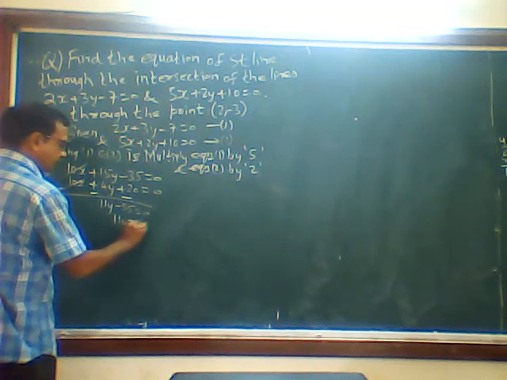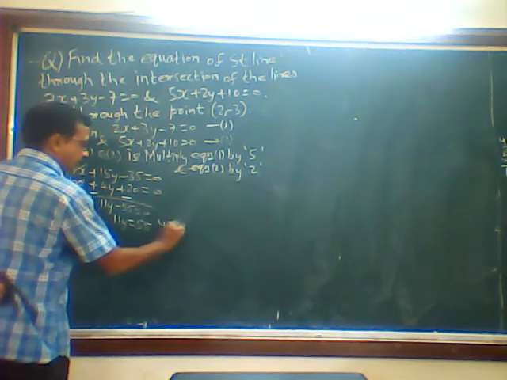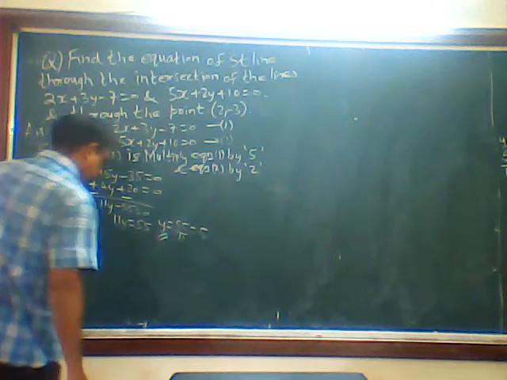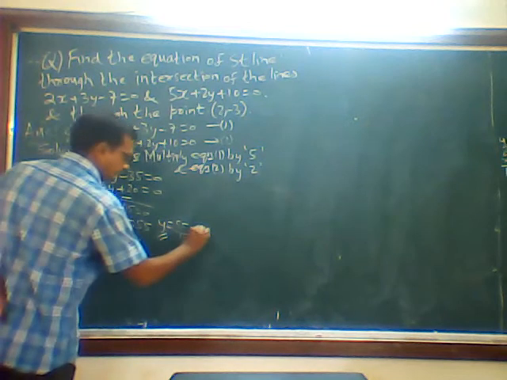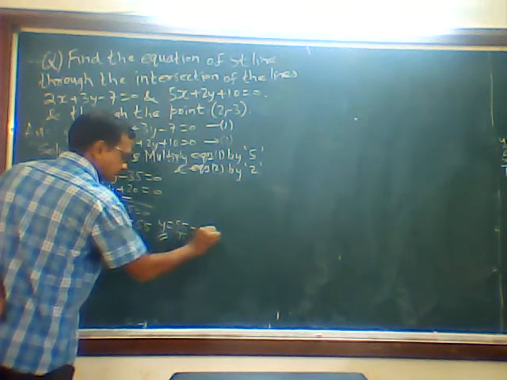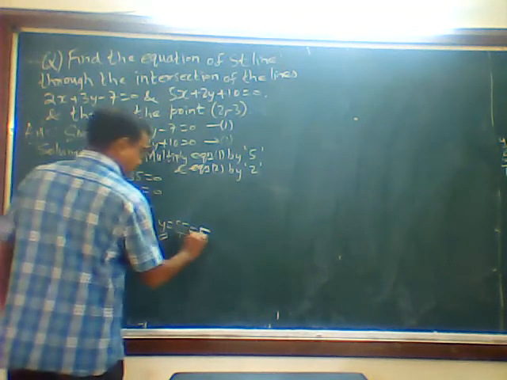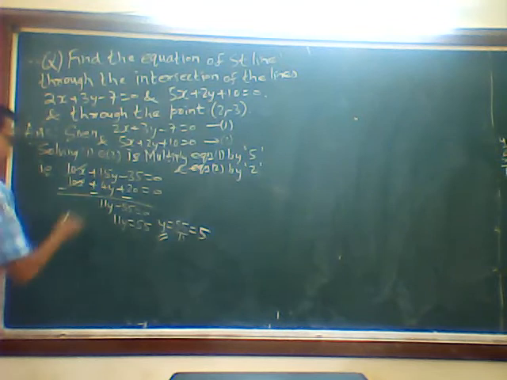So 11y is equal to 55. Y is equal to 55 by 11. Find out: 11 fives are 55, so y is 5. I got the answer, so I'll put it in either equation 1 or 2 to get x next.